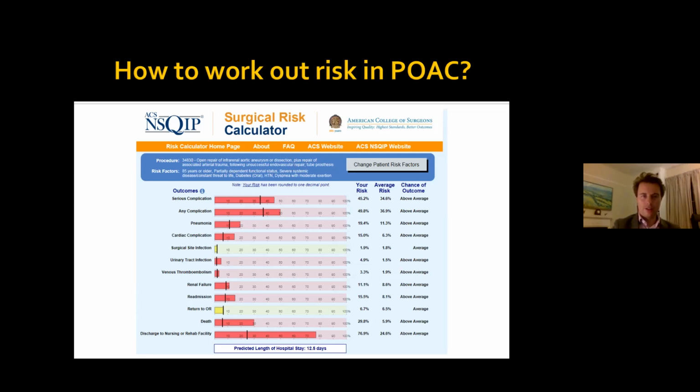And then, obviously, the risk factors. And the great thing about it, of course, is that it allows you to generate not just a mortality risk, but specifically complications, certain types of complications, and also, really importantly, discharge to nursing or rehab facility.